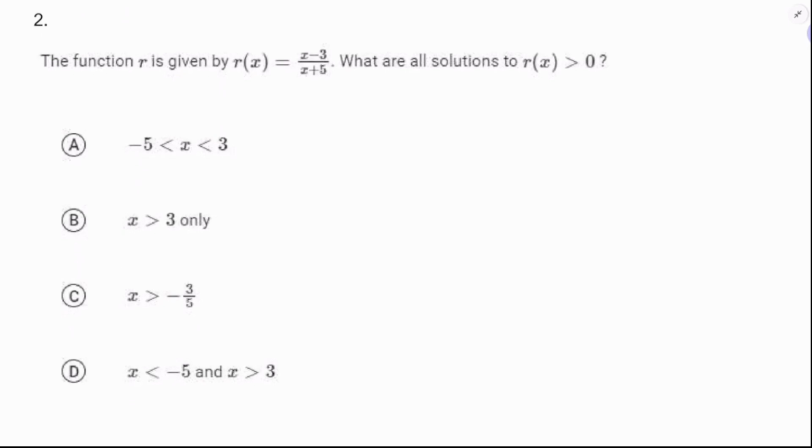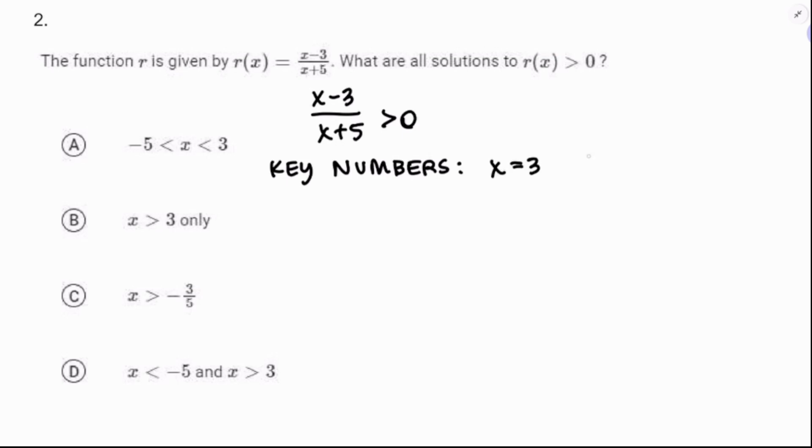Number 2, r is given by this formula. What are all solutions to r of x is greater than 0? We're interested in solving the inequality (x minus 3) over (x plus 5) is greater than 0. The first thing is we need to identify our key numbers. We'll have x equals 3, the zero of the numerator, and the zero of the denominator, which will be x equals negative 5.